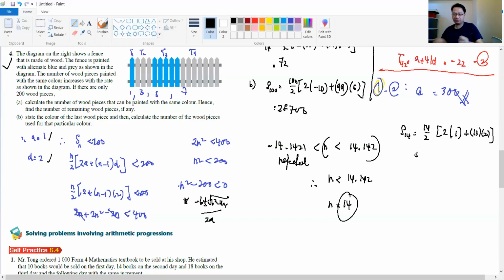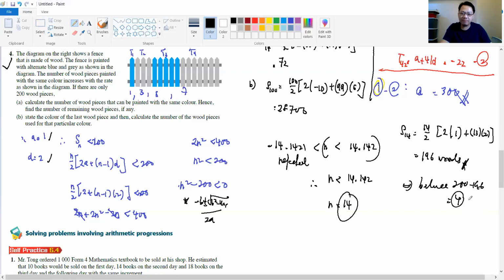So we compute 2 plus 13 times 2, times 14 divided by 2. So we used 196 woods. So not all 200 is used. Okay, so we got a balance, right? The balance should be 4, because 200 minus 196. So we are supposed to get 4 woods.